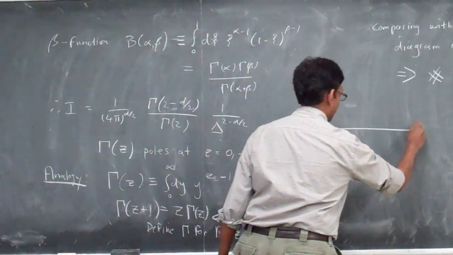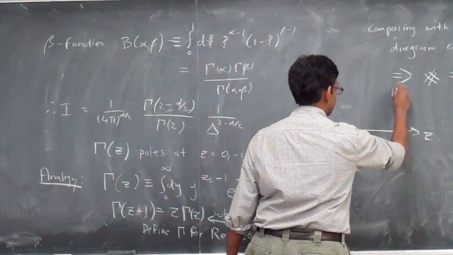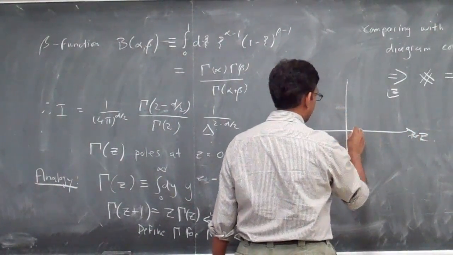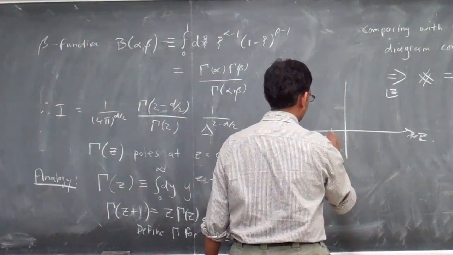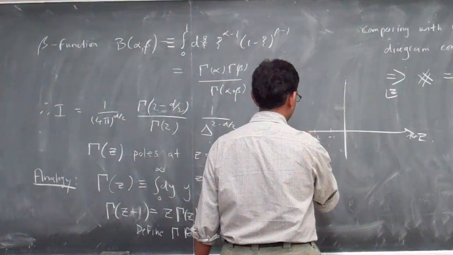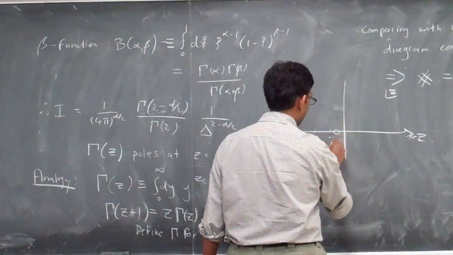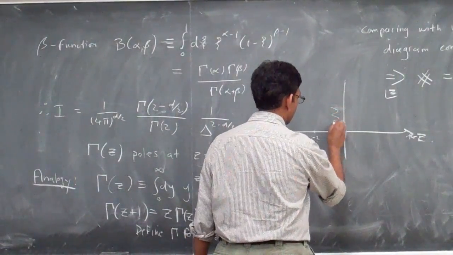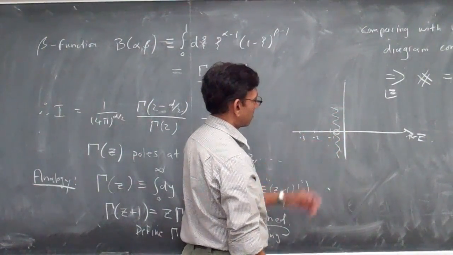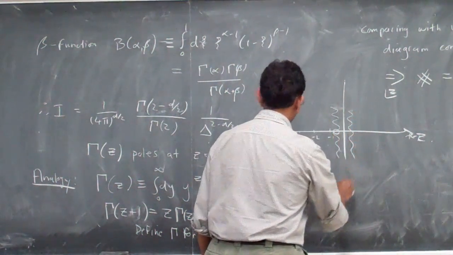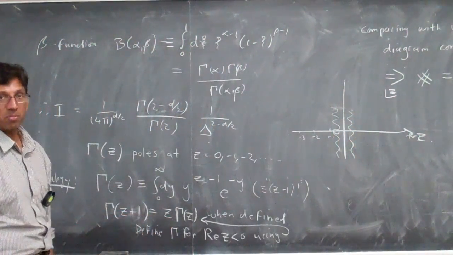So this is z. This is real z. It allows you to go to minus 1, minus 2, minus 3. If you want to calculate the gamma function anywhere here, you just relate it to the behavior here using this property.